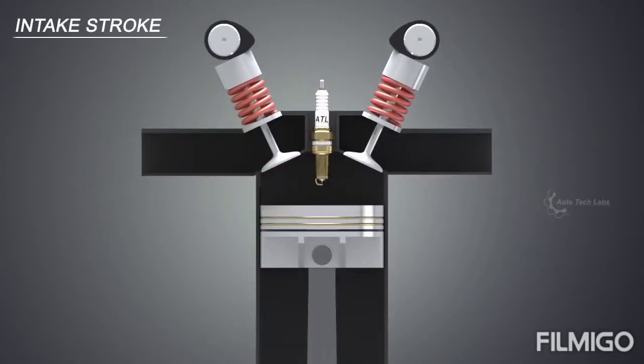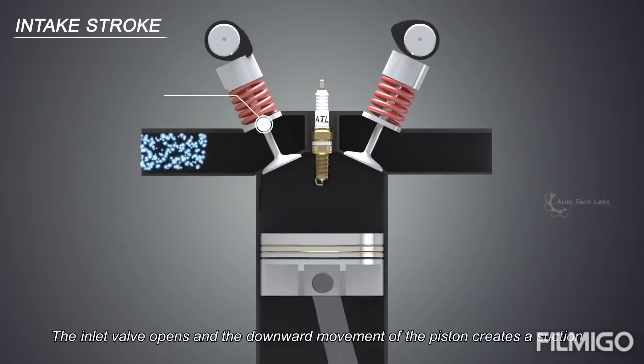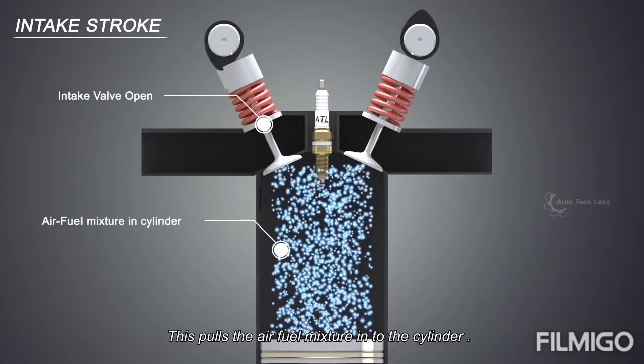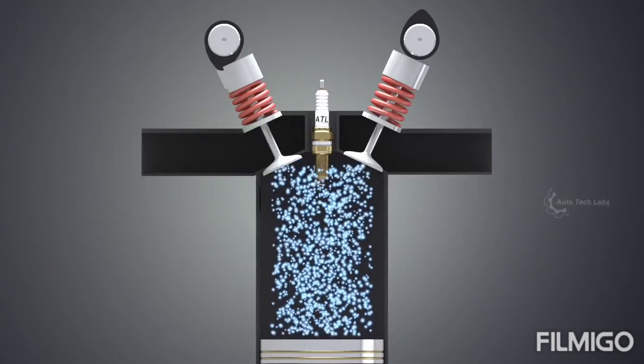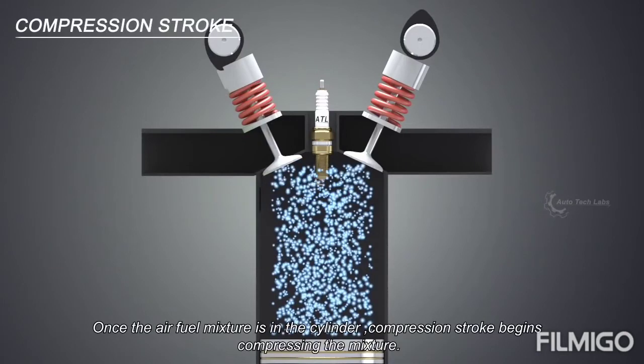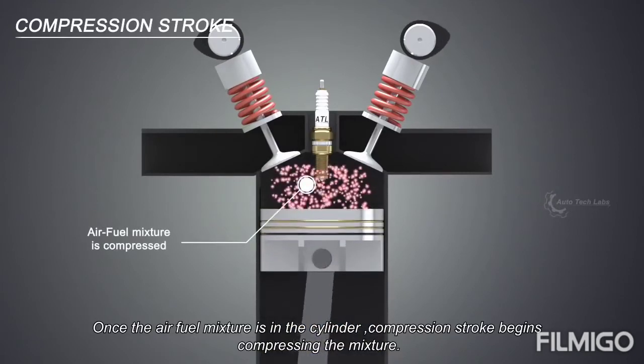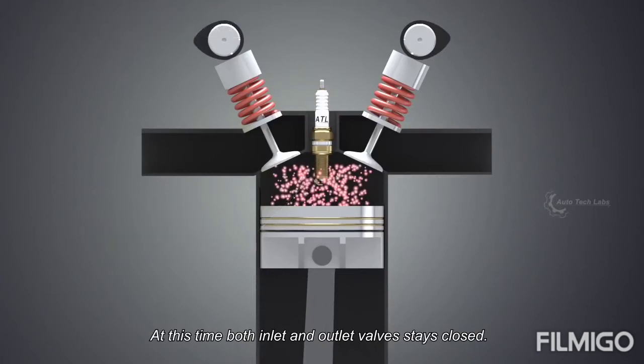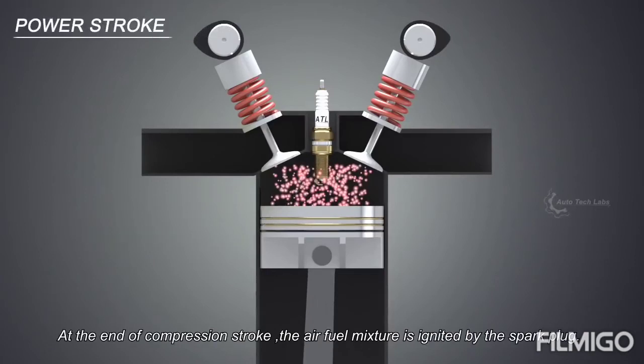The explosion exerts pressure and pushes the piston down. This is the power stroke, which produces the power to the crankshaft. At the exhaust stroke, the outlet valve opens and the piston pushes out the burned gas, and the cycle starts again from the intake stroke, keeping the engine running and producing power.